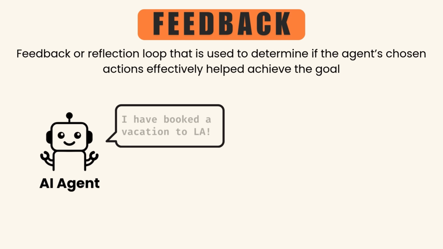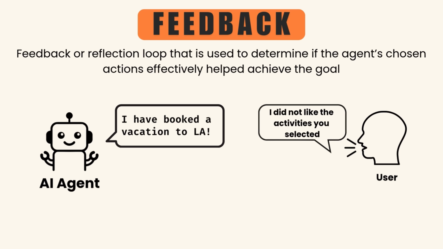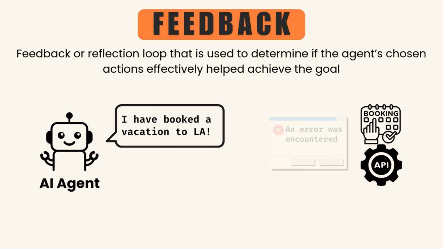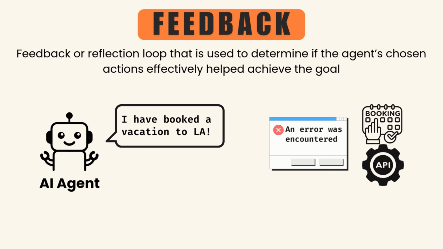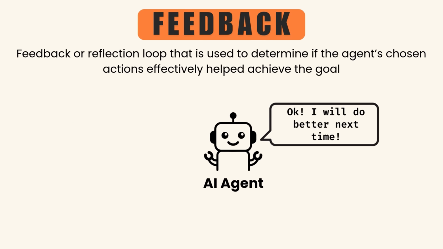And there's several ways an agent can receive this feedback. It may get feedback from us, the user, where we say, you know, I don't like the things that you planned on this trip. Or it may receive certain API responses from booking sites, such as feedback that it wasn't able to book the flight or it wasn't able to book the hotel. The agent can then use this feedback to adjust its future decisions or improve its next actions.